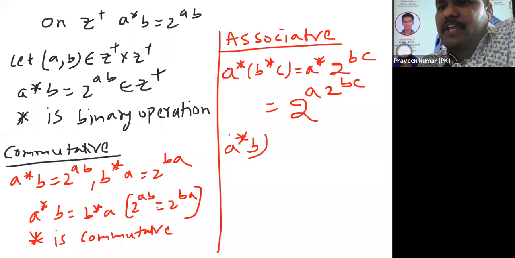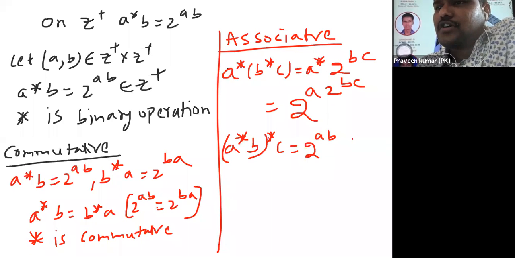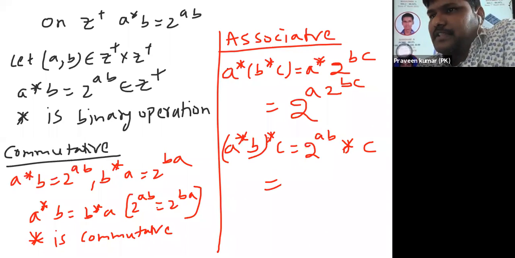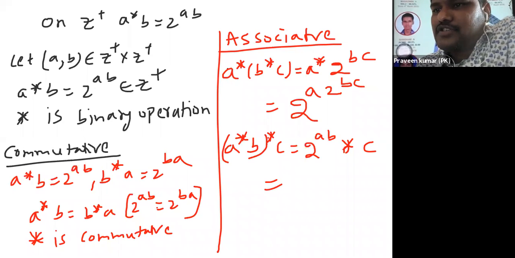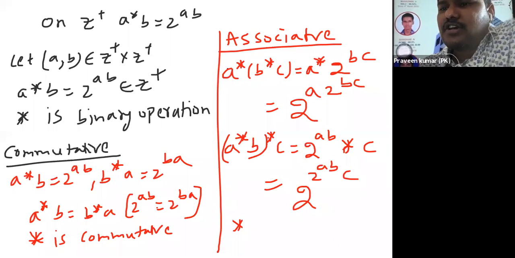(A star B) star C. What is A star B? 2 power AB, star C. This is A, this is B. 2 power, what is the first element? 2 power AB. Second element C. Both are not equal. Star is not associative.